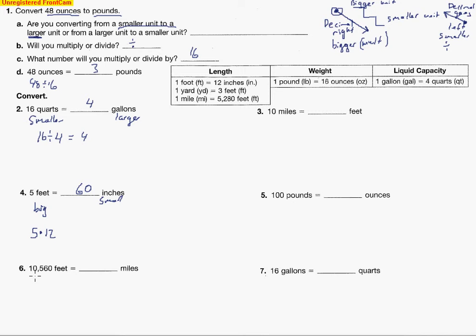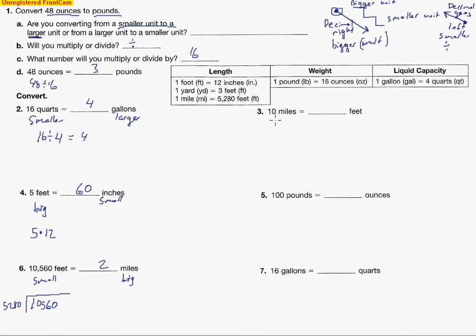Well, feet, that's actually a small unit compared to this other one of miles, which is our big unit. So that means I'm going to end up going from small to big. So that means divide. So I need to take that 10,560 and divide by 5,280. And that's the number of feet in 1 mile. So when I go ahead and do that, it looks like that only goes in there 2 times evenly.